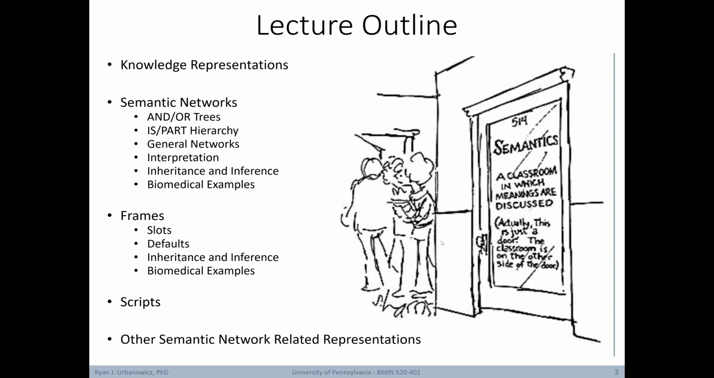We'll discuss and/or trees, is-part hierarchies, general networks, interpretation, inheritance, and inference in semantic networks, and lastly, some biomedical examples of semantic networks. Next, we'll move on to the related topic of frames. We'll see how they're different from semantic networks. Here we'll learn about slots, default values, inheritance and inference in the context of frames, and again, some biomedical examples.